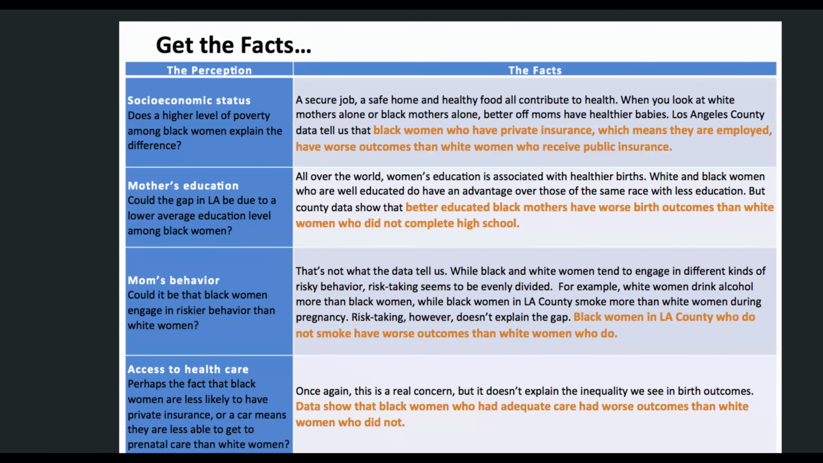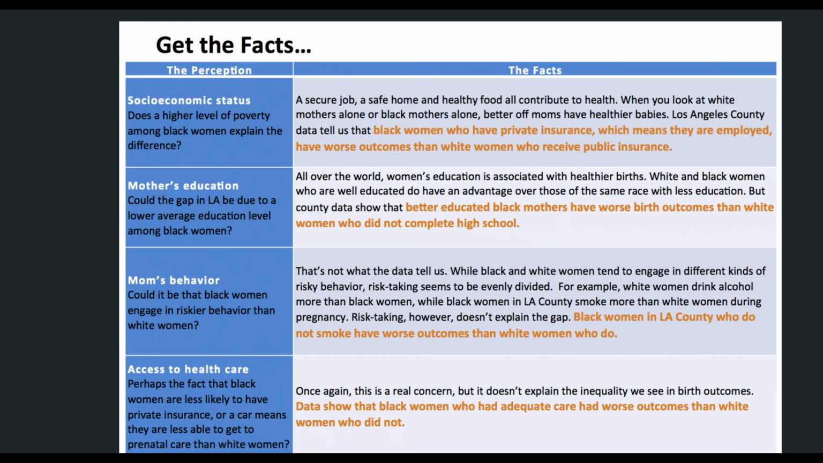So this is a little wordy. I'll let you read it on your own. It basically just says it's not the socioeconomic status, it's not the mom's education, it's not the mom's behavior, and it's not the access to healthcare, because controlling for all of these, we still see racial health inequities.